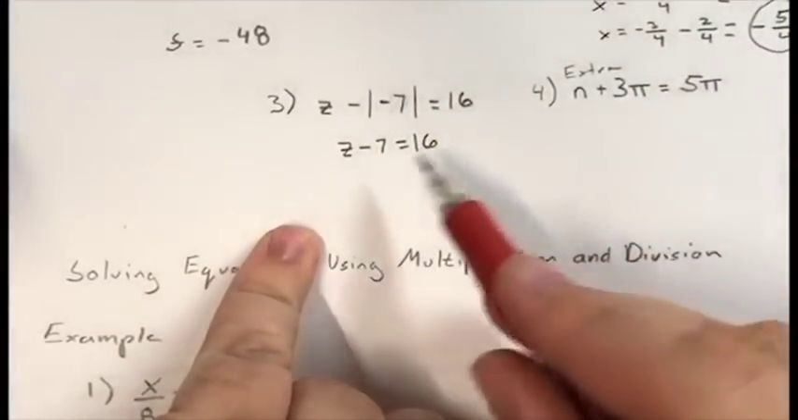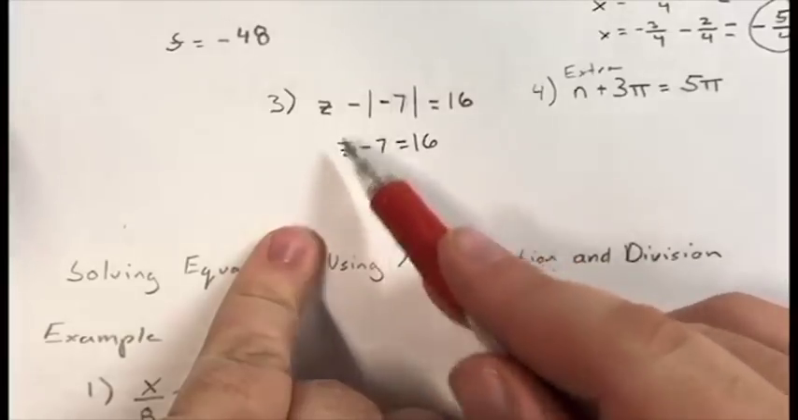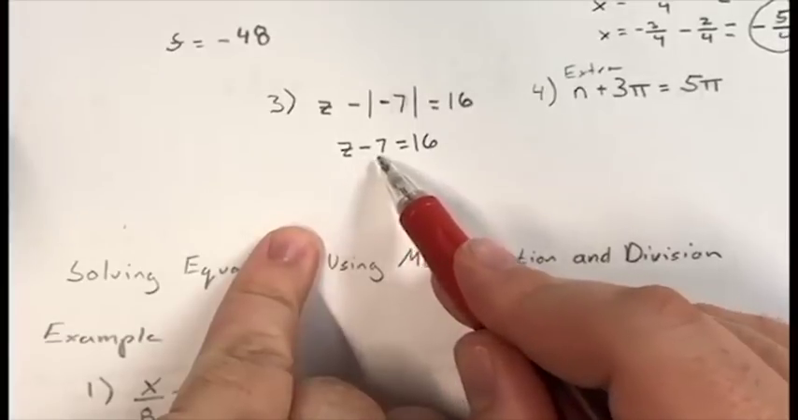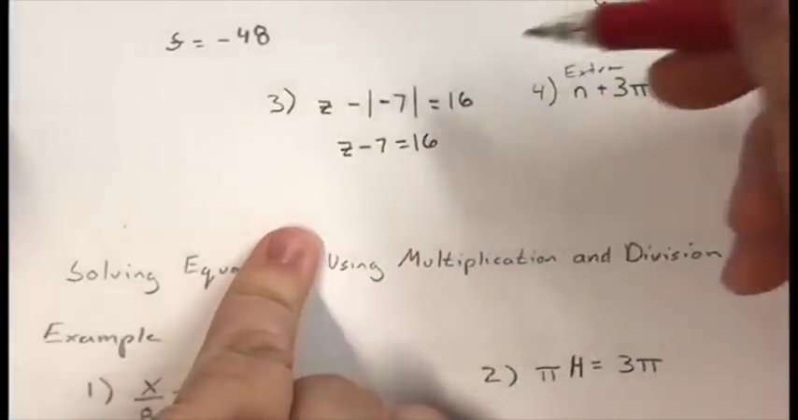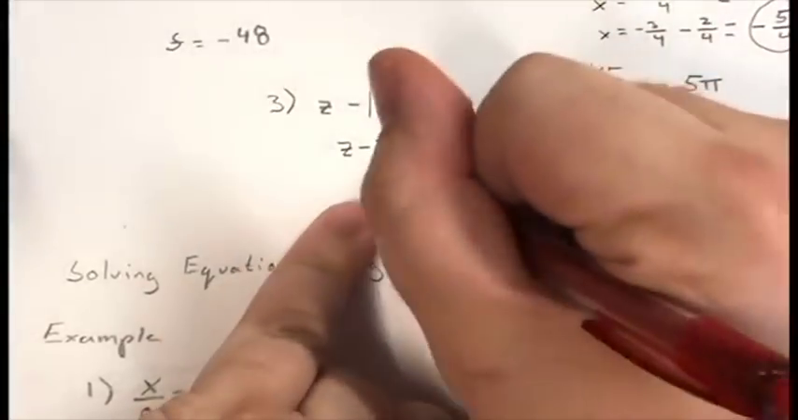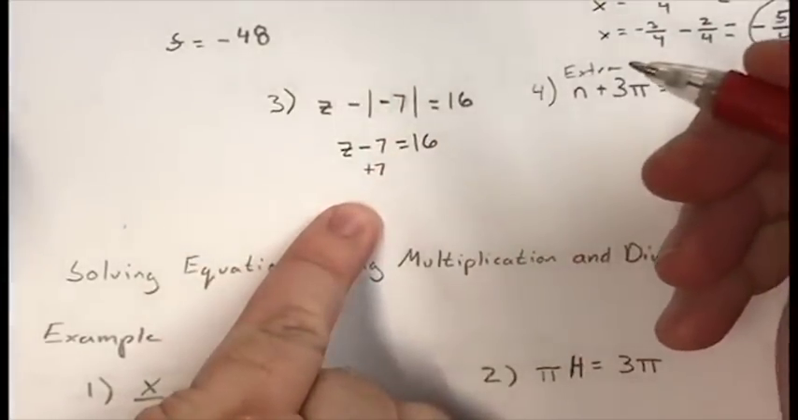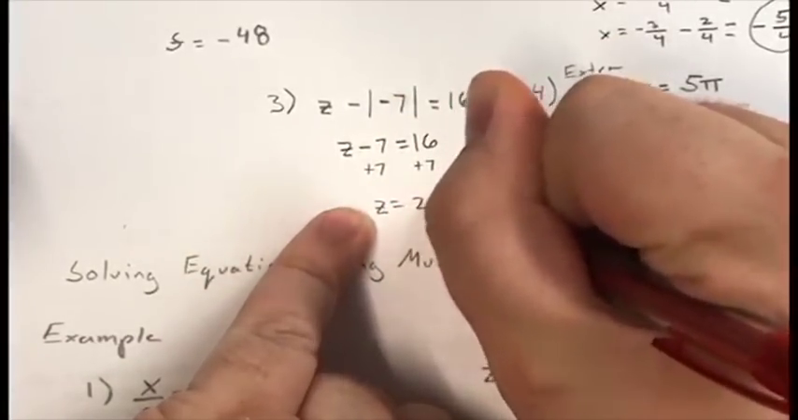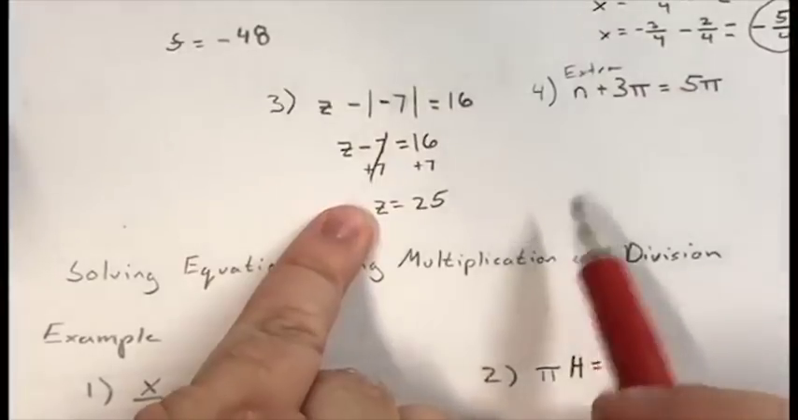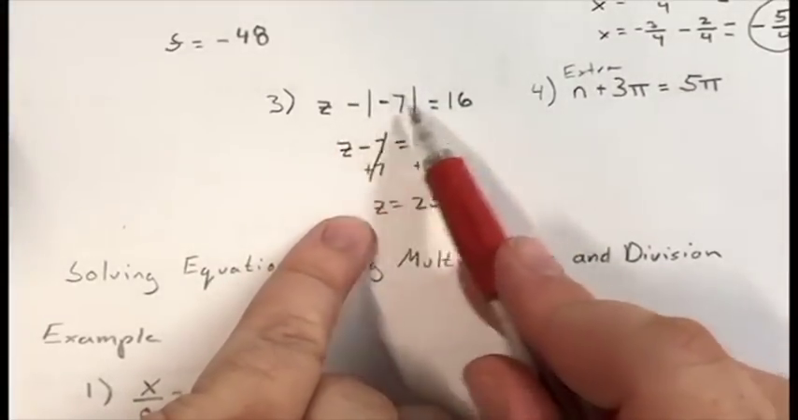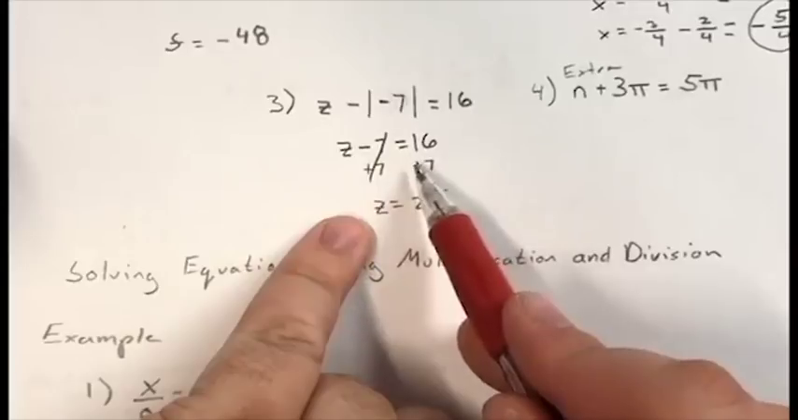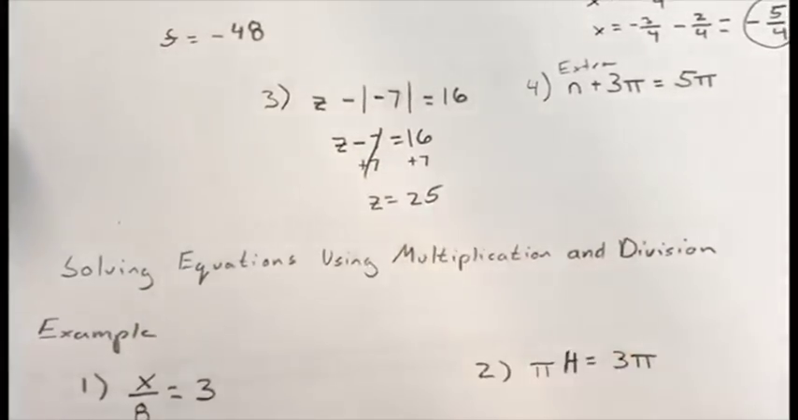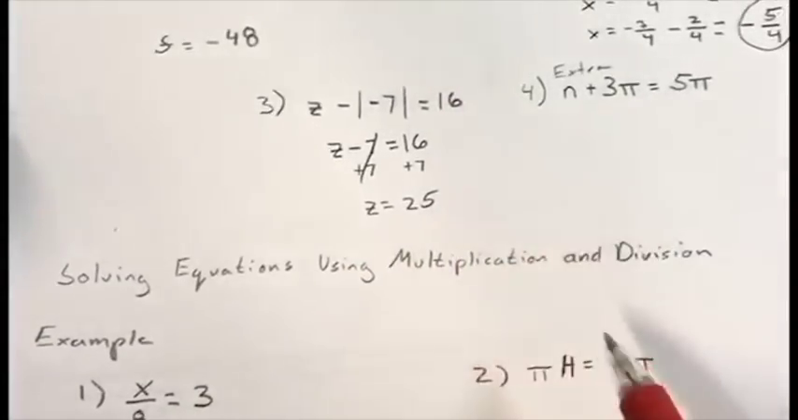Now I go to solve my variable and get it alone. How do I do that? I need to get rid of this guy. How do I get rid of a minus 7? I do the opposite. I do the opposite of subtraction, and in this case, it's a plus. All right? And I do that on both sides. That gives me z is equal to 25. Very quick. All right? So what did I do? One, I simplified my sides, and I got z minus 7 equals 16. I know I needed to get rid of the minus 7, so I added, and I did it on both sides.